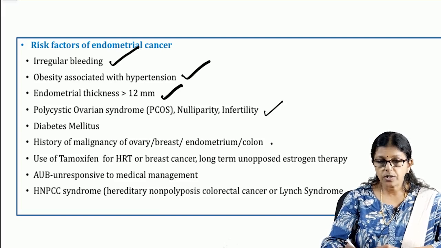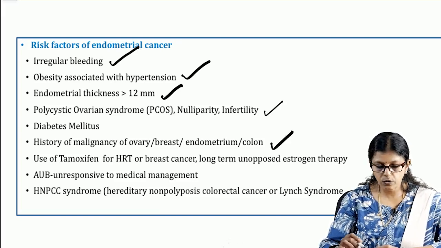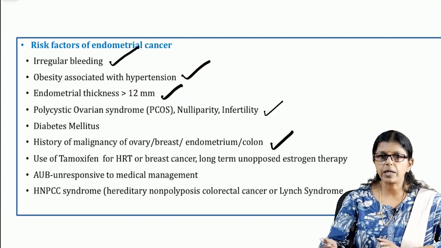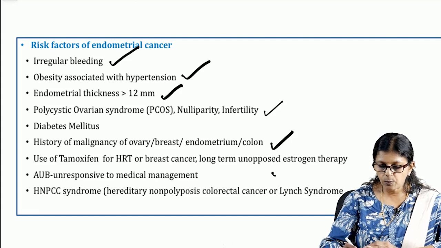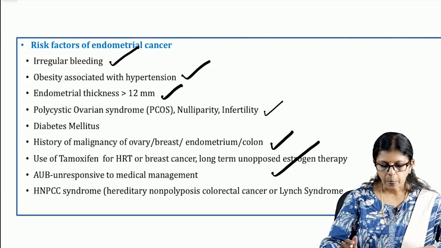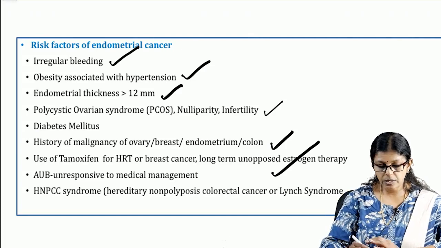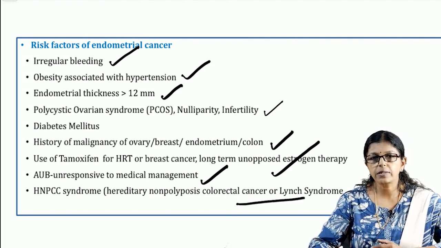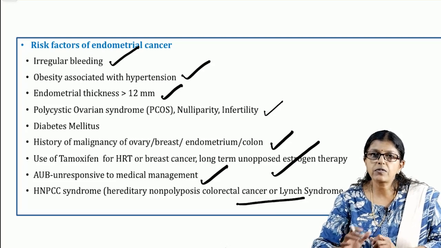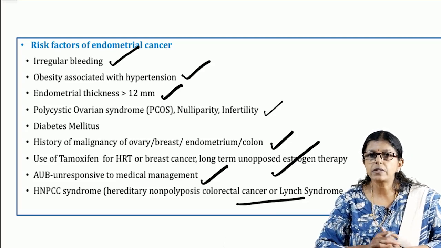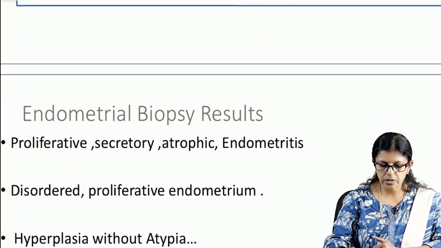So PCOS, nullipara, infertility, these are all risk factors for endometrial cancer. Diabetes also. Any history of other cancers like malignant disease of the ovary, breast, endometrium, colon are also risk factors. Any hormone therapy, maybe tamoxifen for breast cancer, unopposed estrogen therapy, though we don't really use that when the woman has an intact uterus. So these are all indications where an AUB is not responsive to medical management, or as I said earlier, the syndrome where there is colorectal cancer, the Lynch syndrome. These are women who are at risk for endometrial cancer. If these women come even at 35 or 38 with irregular bleeding, it's always best that you sample the endometrium and then start them on drugs.